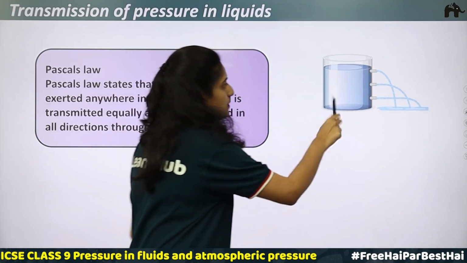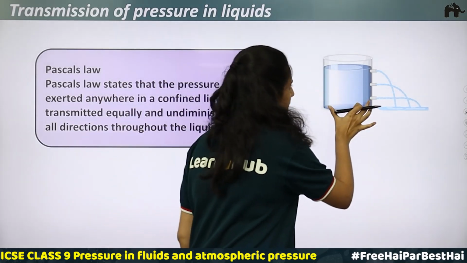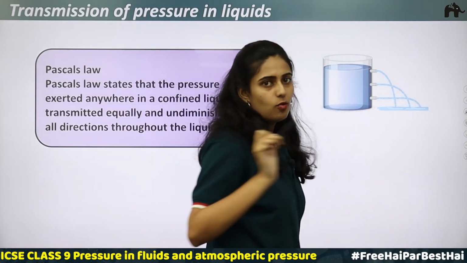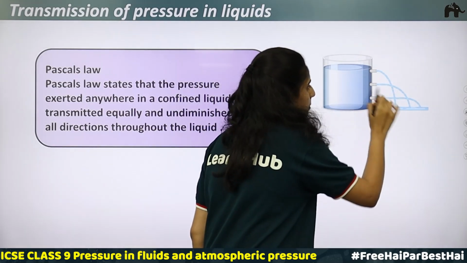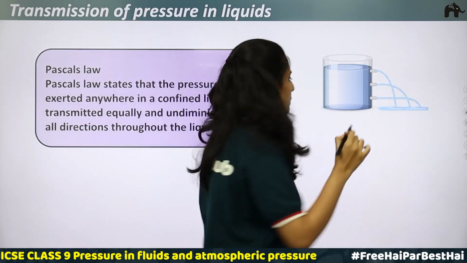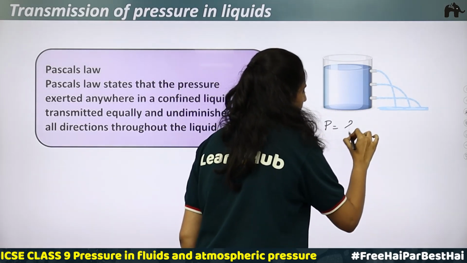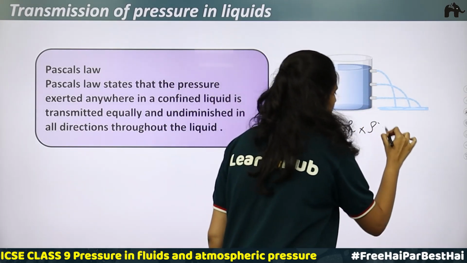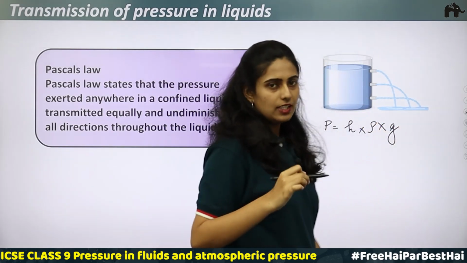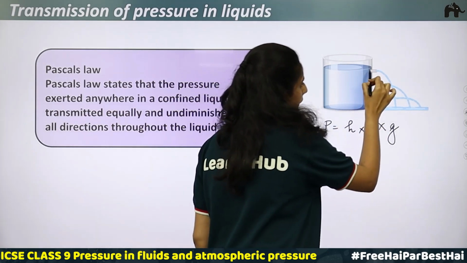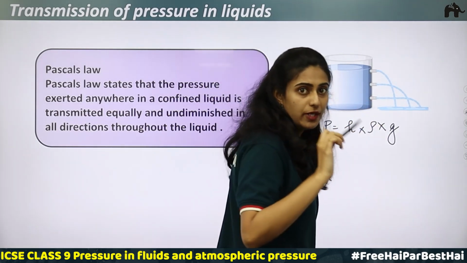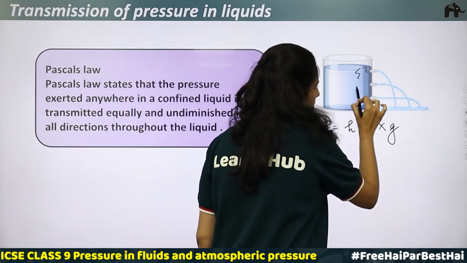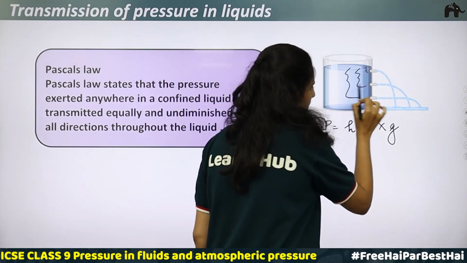So, you remember this picture? Here in a container, water is taken, or in a bottle, you can take water with three holes. What happens? The liquid will be coming out. Also, we have studied that pressure depends on the depth from the free surface, density of the liquid and acceleration due to gravity. So, here you can see at different depths, the pressure will be different. All this we have discussed. This is the depth here, and here, this is the depth.